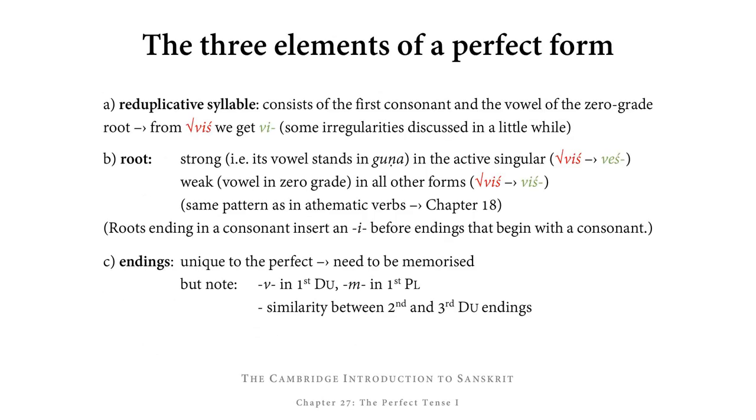So let's look at the three elements that make up a perfect verb form. First of all, there is the reduplicative syllable, which consists of the first consonant and the first vowel of the zero grade of a verbal root. So for example, from wish to enter, we take the first consonant, w, and the first vowel, I. We combine these to we, and that gives us the reduplicative syllable of wish.